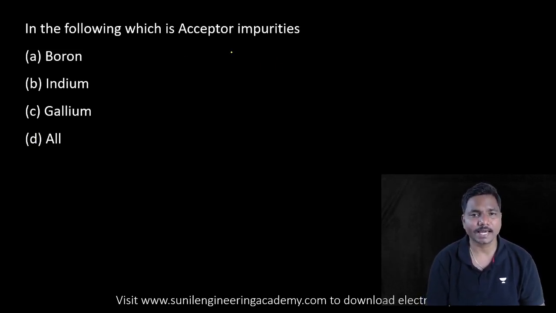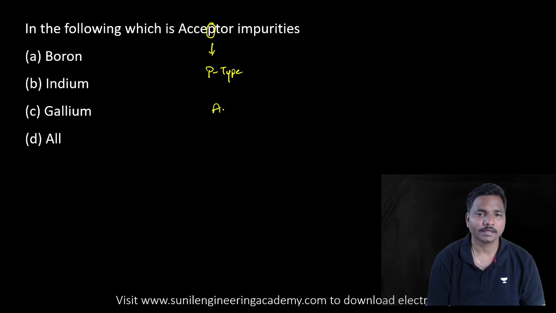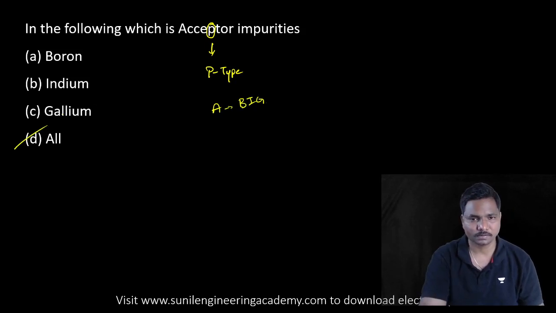In the following, which are acceptor impurities? Acceptor means P type. Again, P type. So boron, indium, gallium. So we can say all.